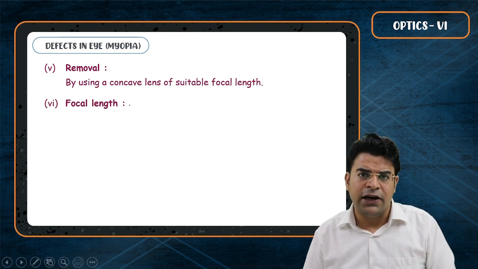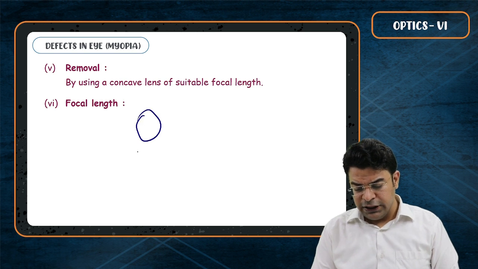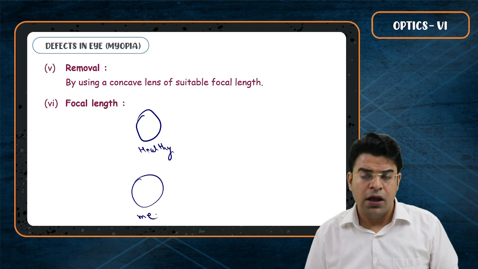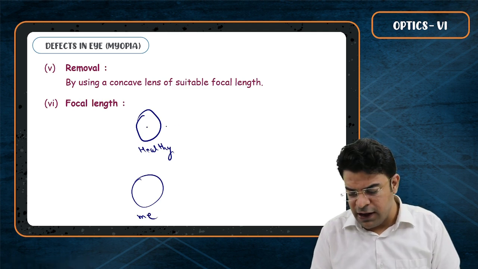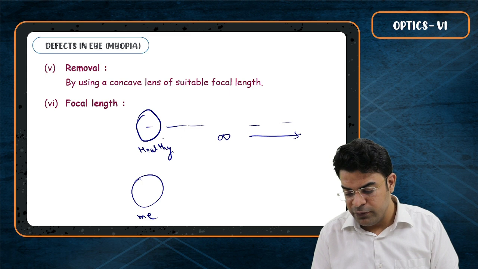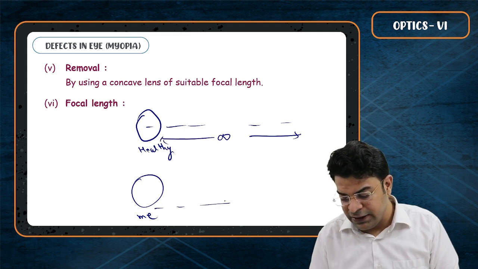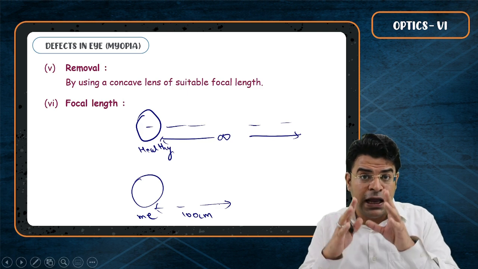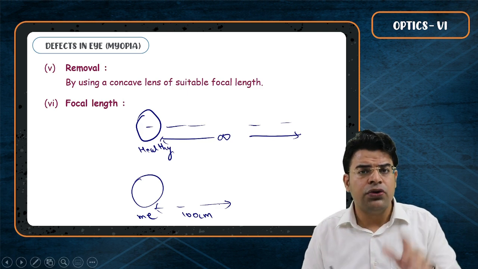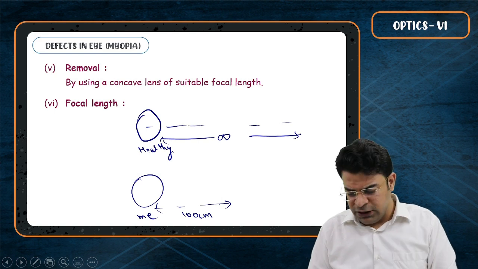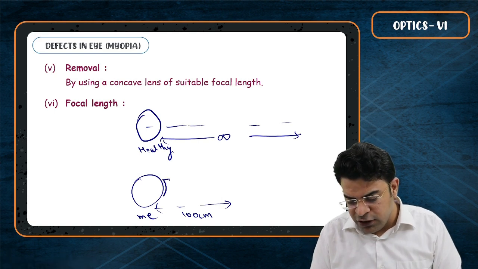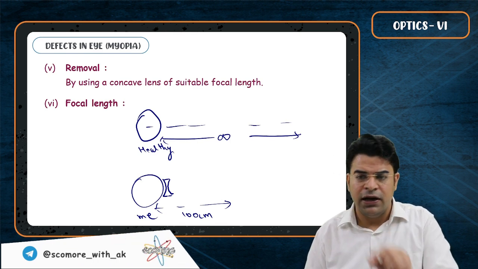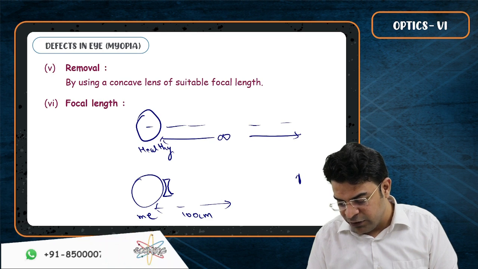So to understand that, think of two cases, a healthy person and think of me. Let's say for a healthy person, the far point is at infinity. And for me, the far point is at a distance of 100 centimeter. As I have already told you guys, I am a myopic person. So the question is, what has to be the focal length of the lens placed in front of my eye so that I can see this object clearly even when the object is placed at infinity?